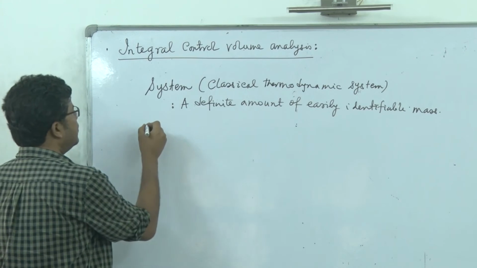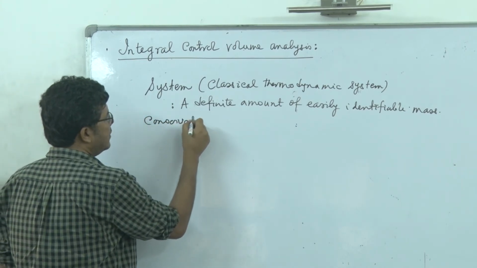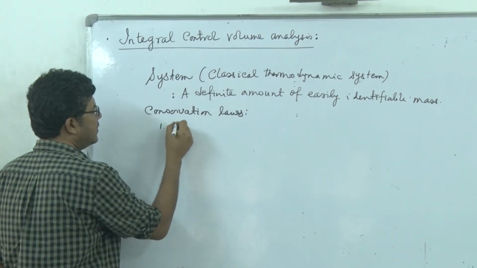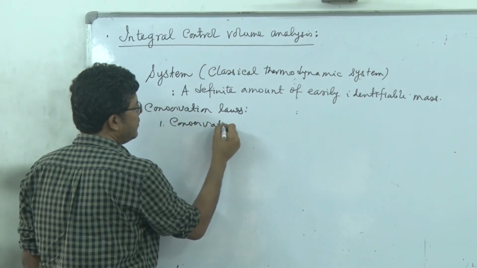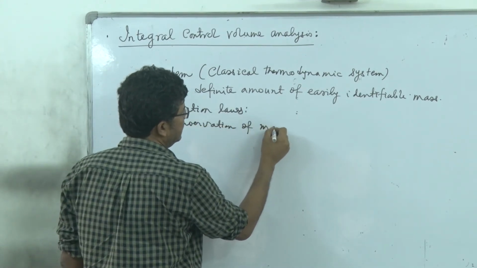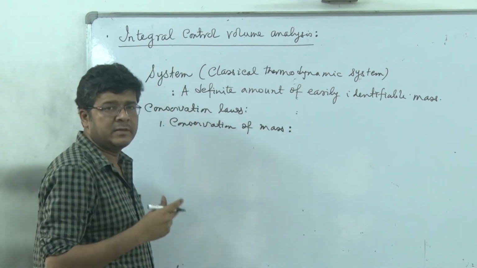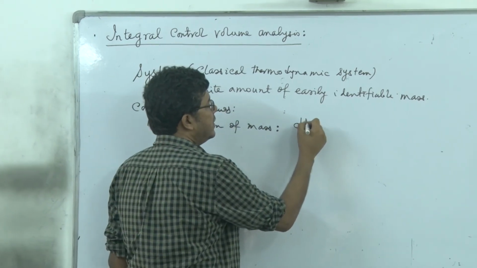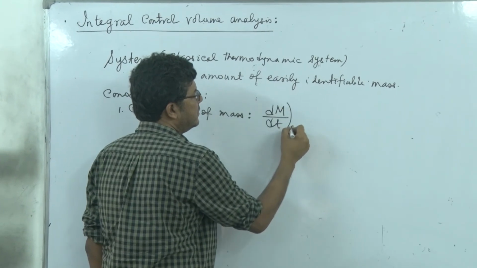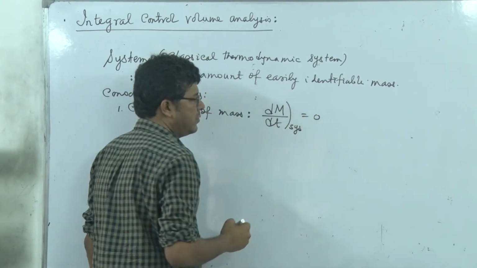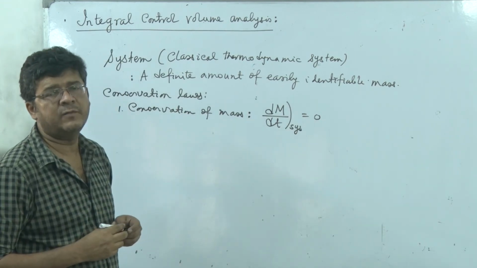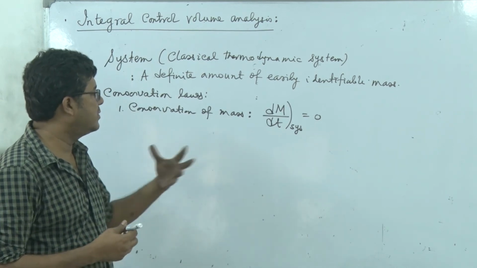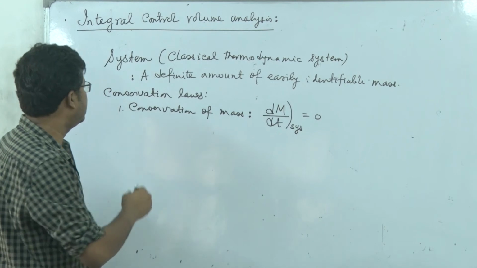So for that, what are the conservation laws? The conservation laws, first, conservation of mass. What is that? The mass of a system cannot be created, neither can it be destroyed. So dm/dt of the system, we can write, is equal to 0. Because the mass of the system is fixed, and once it is fixed, it can never be generated or destroyed.